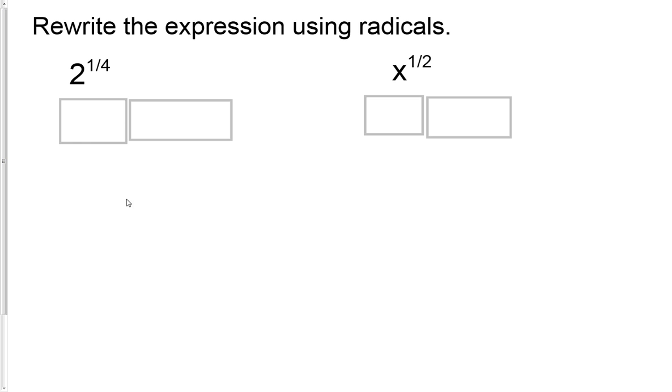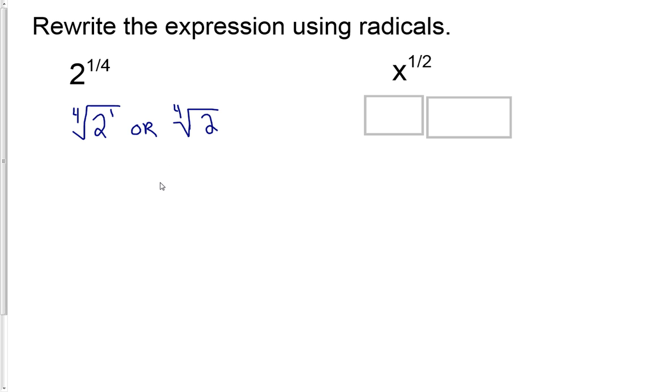Next, 2 to the 1/4 is what, right? Rewrite the expression using radicals. So now we're going the other way. What does this mean in roots? This means 2 to the 1 and take the fourth root. So the fourth root of 2 to the 1. 2 to the 1 is just 2, so we could also write this as the fourth root of 2, right? Because the exponent 1 really isn't doing anything.